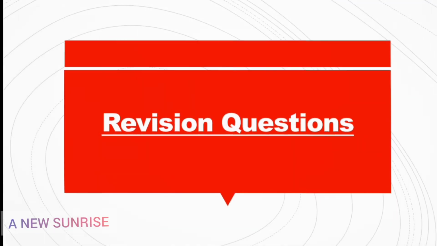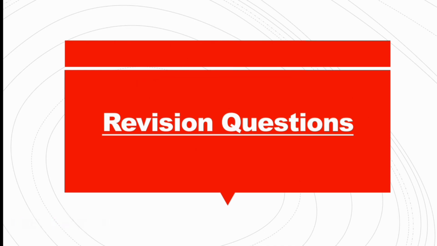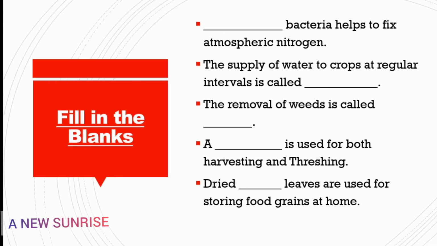Next comes the revision questions. So, let's do some revision. The first revision question is fill in the blanks. I will be discussing the answers right now. Dash bacteria helps to fix atmospheric nitrogen. Here the answer would be Rhizobium. Rhizobium bacteria help to fix atmospheric nitrogen.